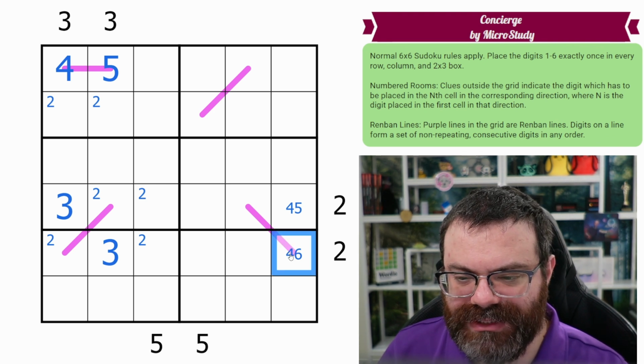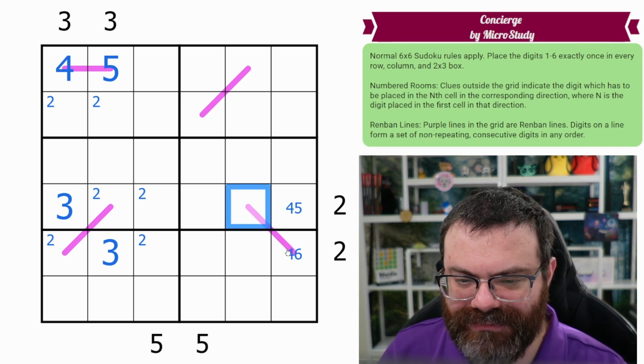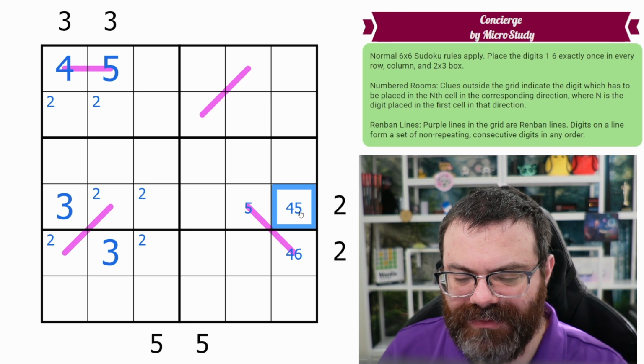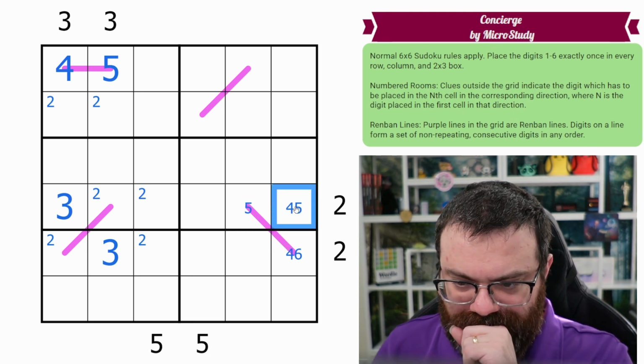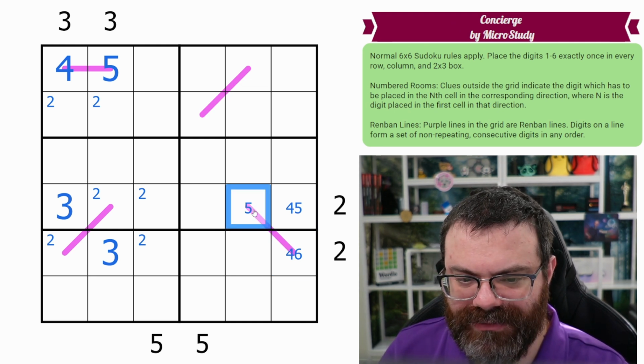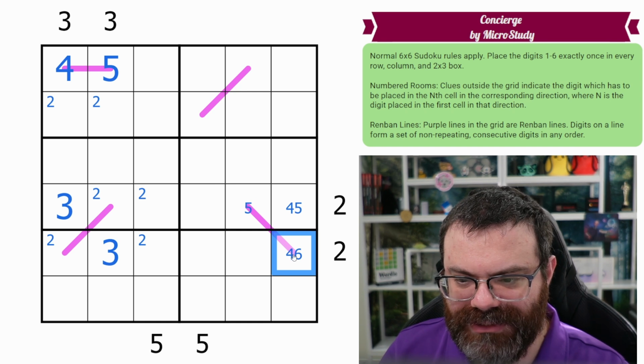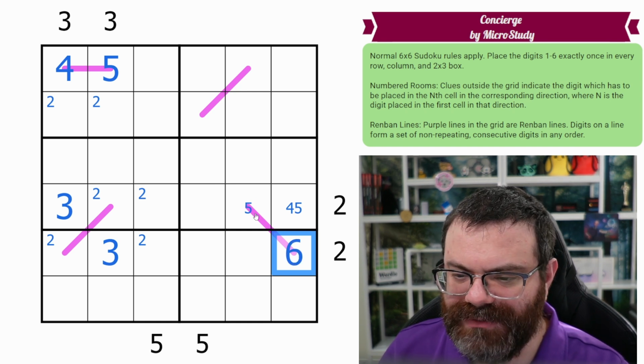So if this is 4 or 6, 6 would have to go with 5. 4 could not go with 5 because that would put a 5 here, right? If this is 4, this is 5. So 4 would go with the 3, but it can't. So we have to go 6, 5 then. Interesting. Yeah, we have to go 6, 5.